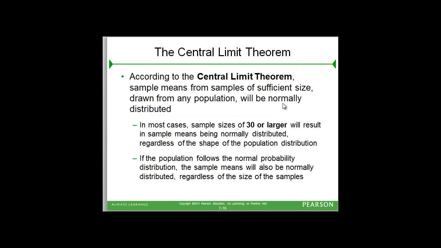Okay, so according to the central limit theorem, sample means from a sample of sufficient size drawn from any population will be normally distributed. In most cases, a sample size of 30 or larger will result in sample means being normally distributed regardless of the shape of the population distribution. If the population follows a normal probability distribution, the sample mean will also be normally distributed regardless of the size of the samples.